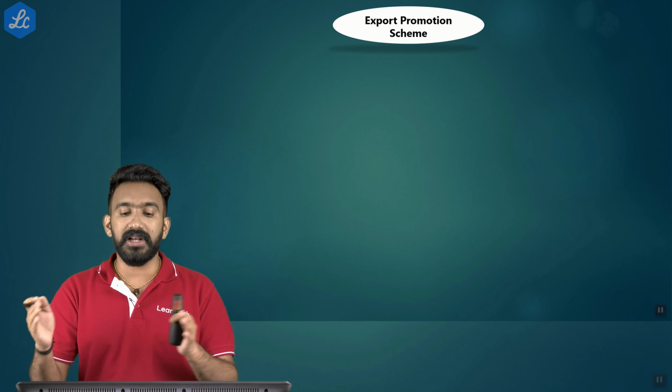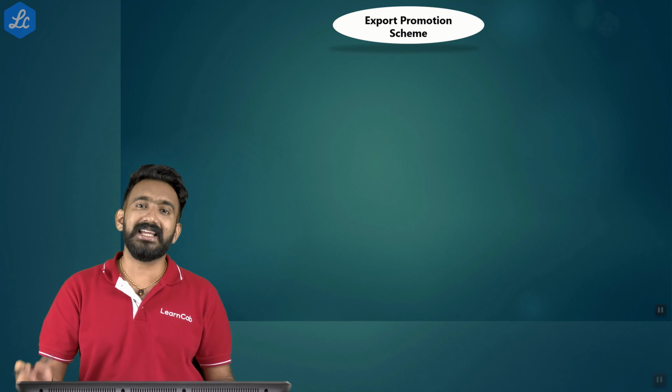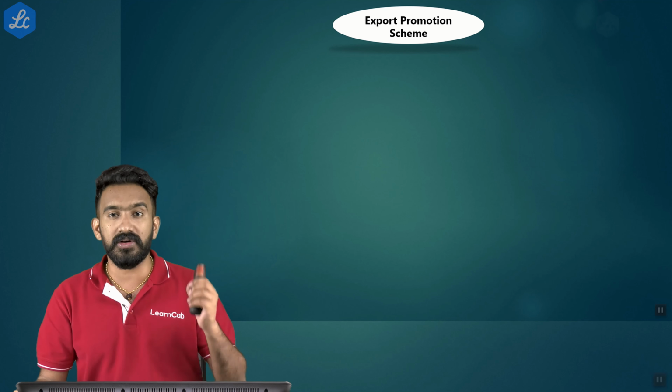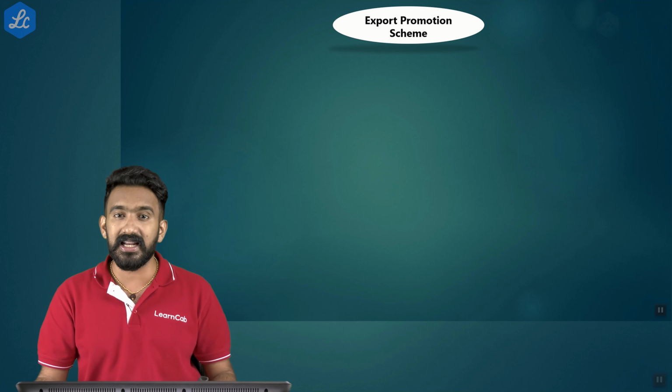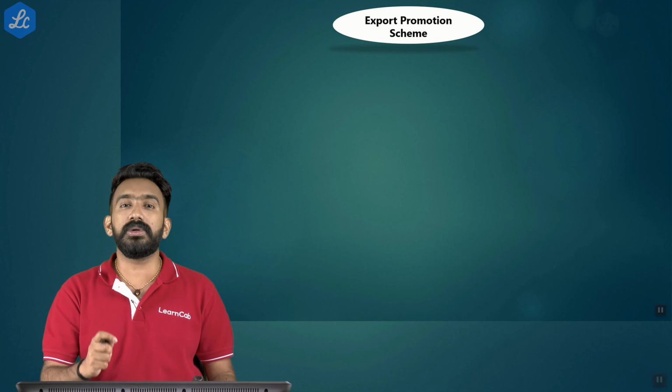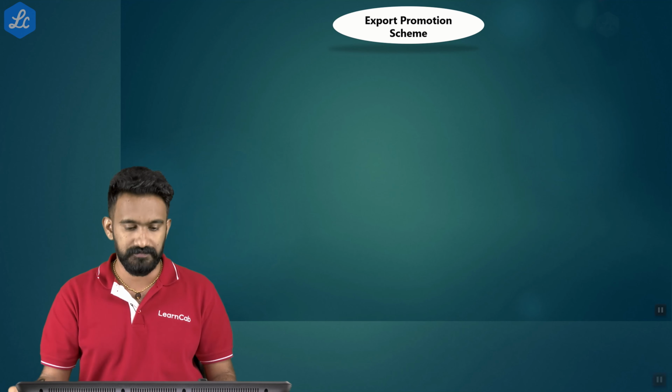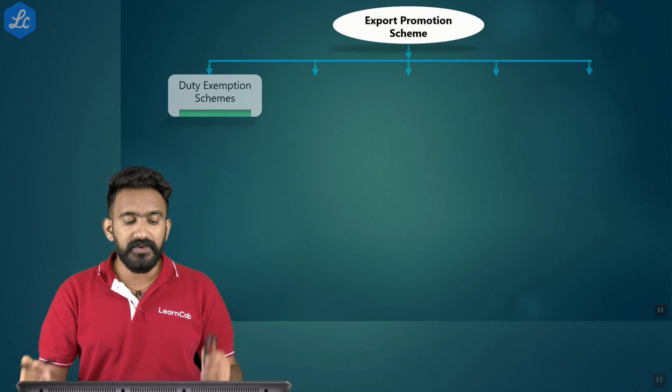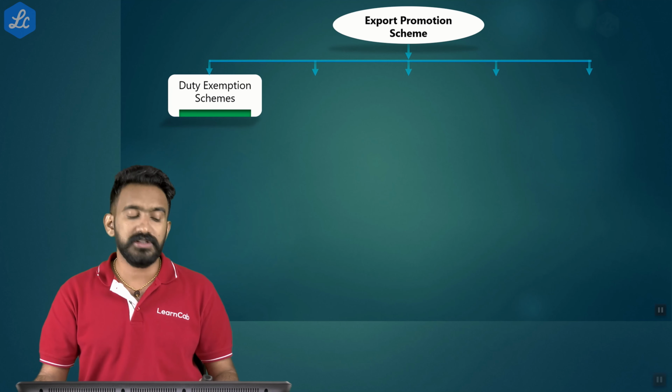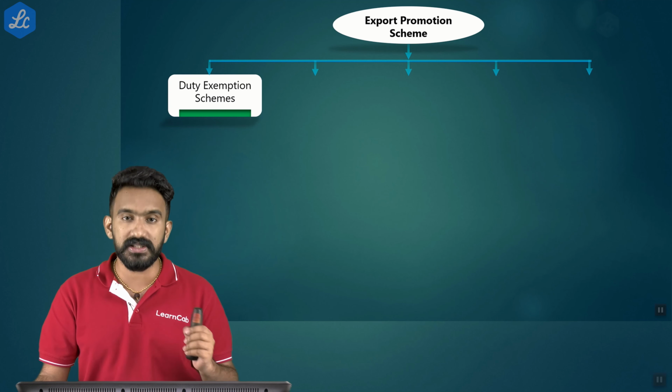So there are multiple export promotional schemes and each one of it is different in its own result, its own style and its own intention to influence the export from India. So the first set of schemes that we have is called as duty exemption schemes.